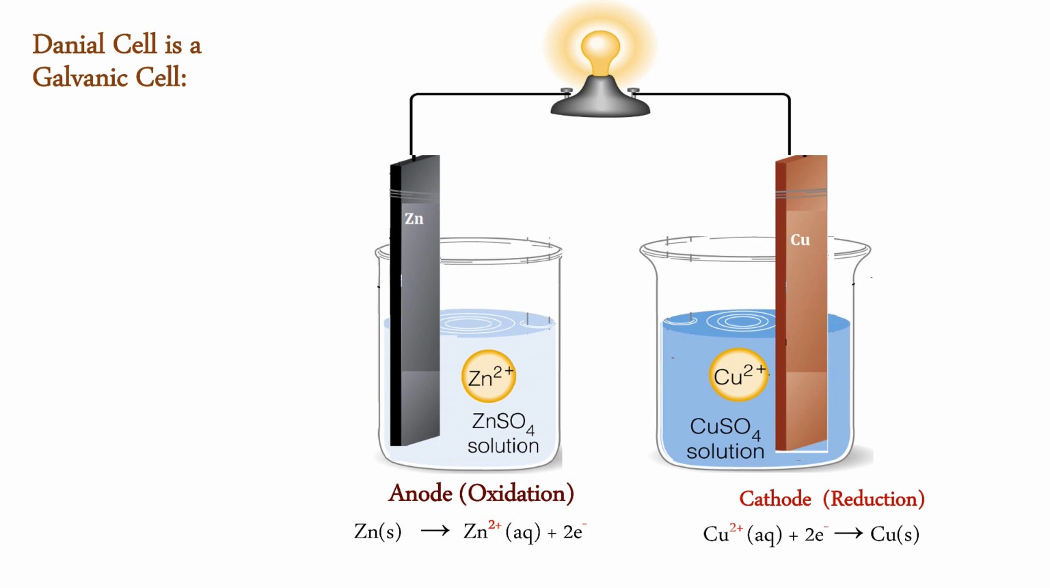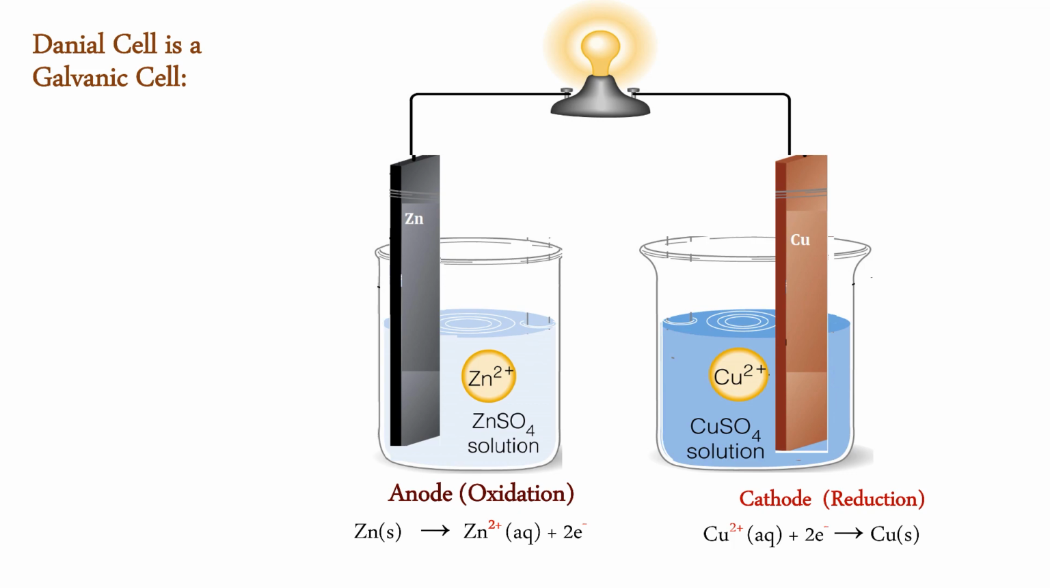Another thing will happen: in the zinc sulfate solution, the amount of zinc ion will increase because zinc ions are coming from zinc metal. So in this solution, you will have more zinc ion than sulfate ion. And in the copper sulfate solution, you will have more sulfate ion than copper ion. This is because copper ion from the solution gains electrons and deposits at the copper electrode, leaving the sulfate ion behind.